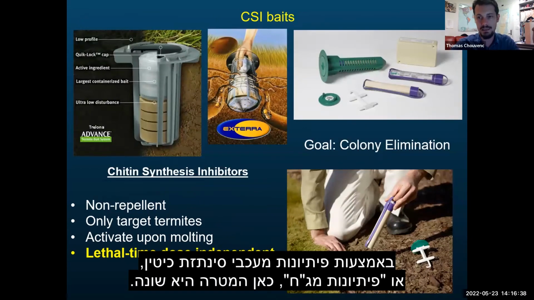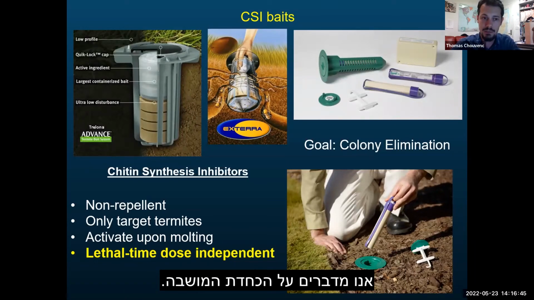With chitin synthesis inhibitor baits, or CSI baits, the goal here is different. We're talking about colony elimination.